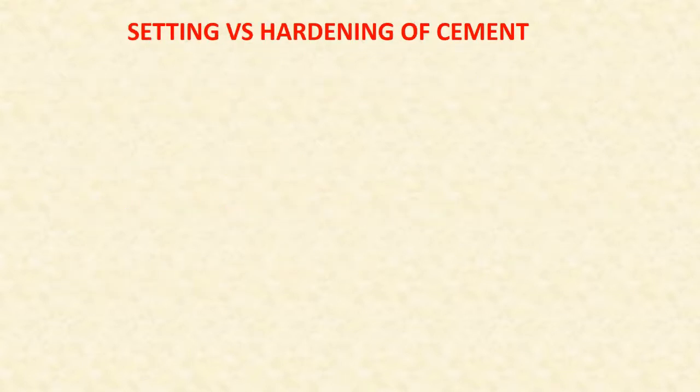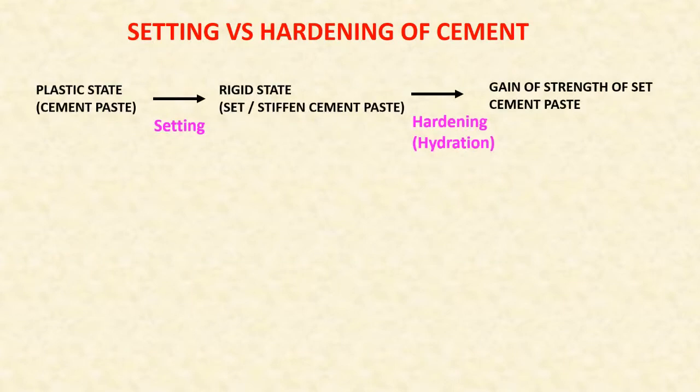Setting versus hardening of cement. The plastic state of cement paste becoming a rigid state is called setting, the setting of cement paste or setting of concrete. The gain of strength of set cement paste or concrete is called hardening or hydration.